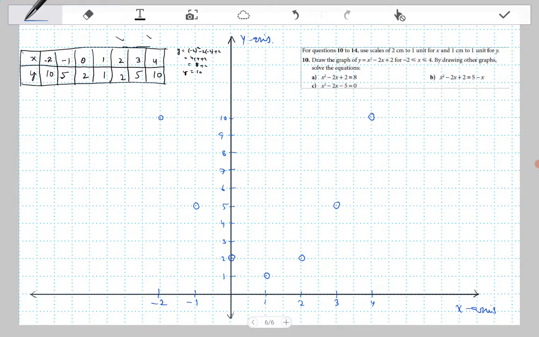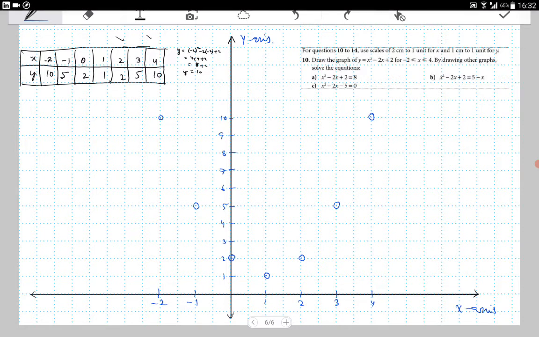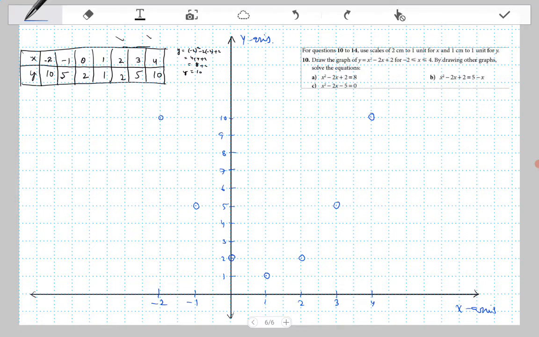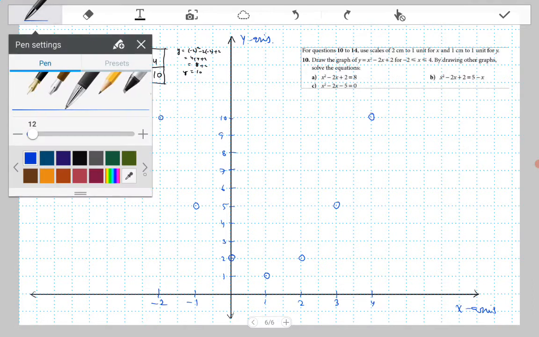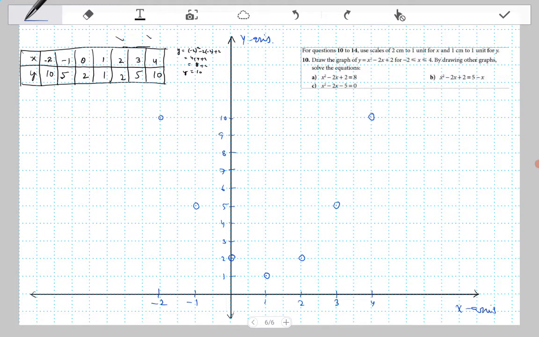Now I have plotted all the points, and you can see, as I predicted earlier, that this would be like a smiling face, and x square minus 2x plus 2 is a quadratic equation. So it always has the shape of a parabola, and it looks like this. Now you have to sketch a smooth curve through it. I'm going to sketch a smooth curve through these points.